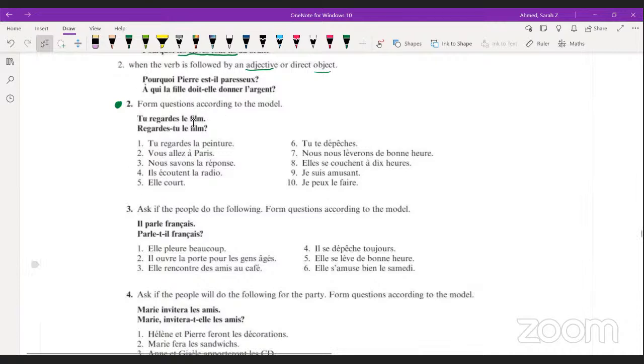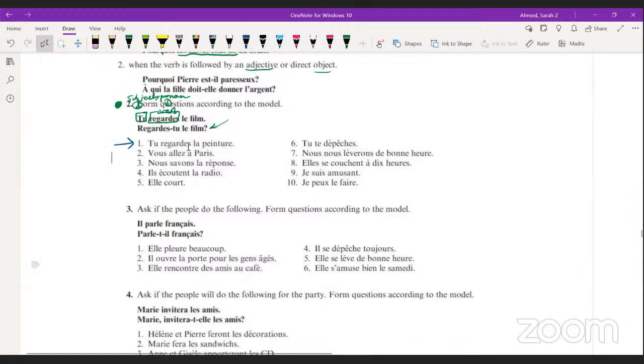So we have tu regardes le film. Regarder tout le film, tous les films. Okay, so I didn't get this part. Basically, what you're doing is saying the verb first, and then you say the subject. The subject is basically the pronoun. So first say the sentence as is.